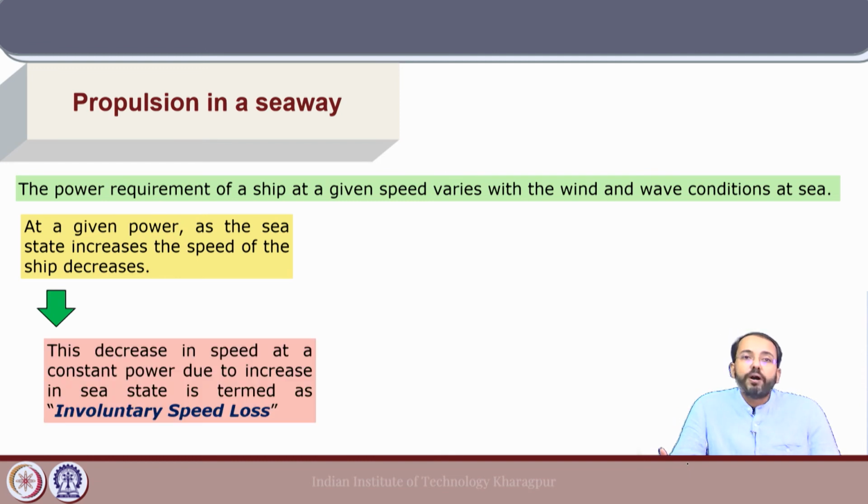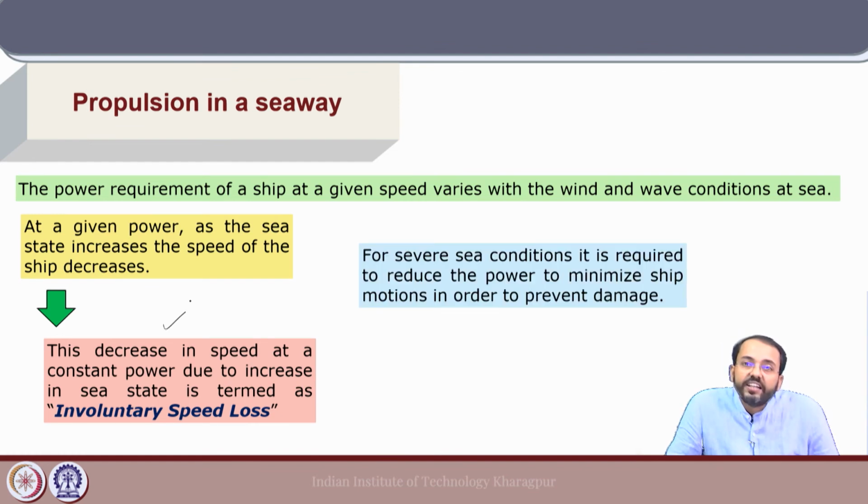So, at a given power, if the sea state increases, that means the wave height increases, the significant wave height, then the speed of the ship will decrease, because it will lead to higher ship motions. This decrease in the speed of the ship at a constant power due to the increase in the sea state is termed as involuntary speed loss, because this is occurring due to the condition of the sea.